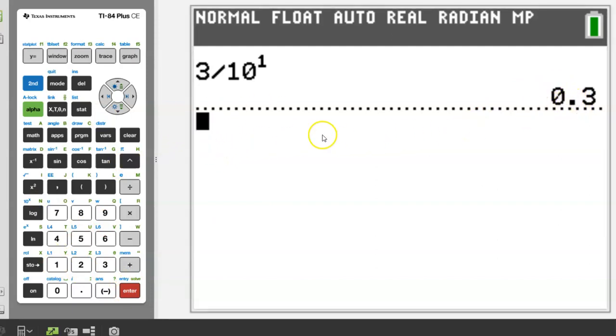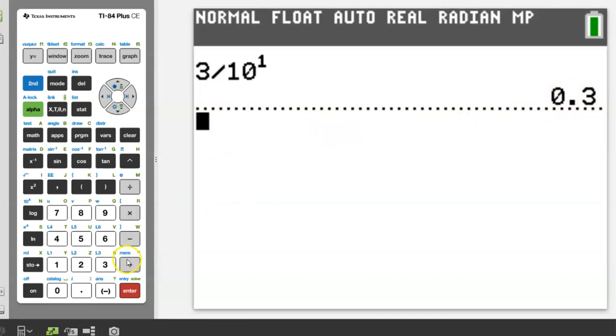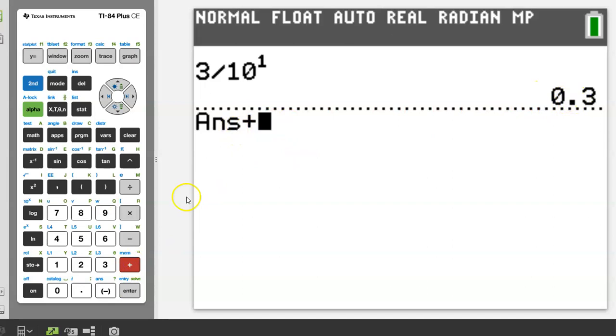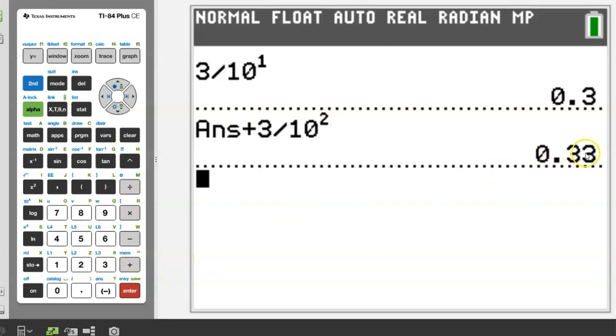Now we want to do the next partial sum, which will be the previous partial sum plus the term 2. So I'm just going to hit plus, because that automatically includes what came before, and we will do plus 3 over 10 to the 2. So this is the next partial sum. It's not the next term, it's the next partial sum.